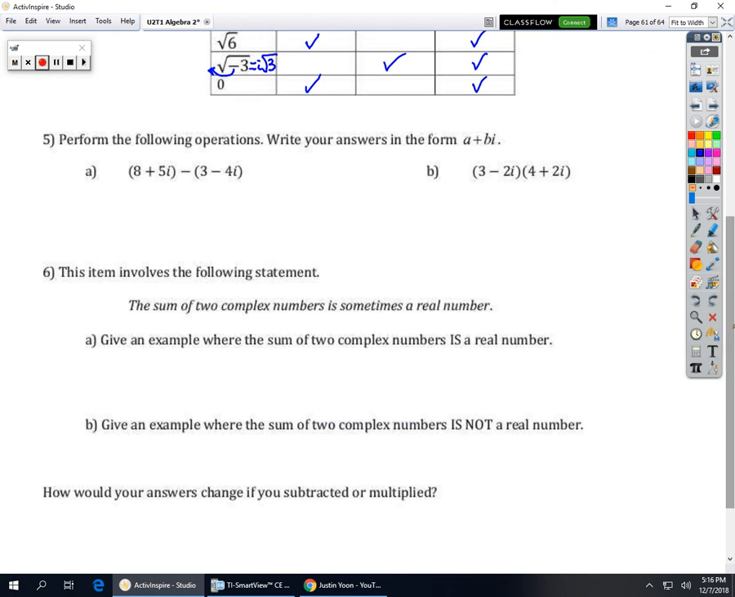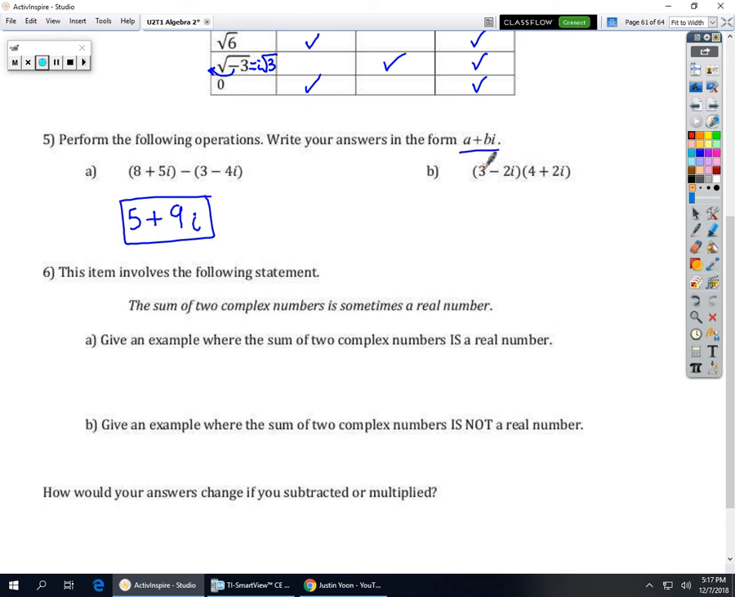All right, and with 5, perform the following operations. We want to make sure we write our answers in that form. So I'm subtracting, so we're going to subtract the like terms. 8 minus 3 is 5. 5i minus negative. If I have a minus and a minus, that makes a plus. 5i plus 4i is 9i. Not bad?